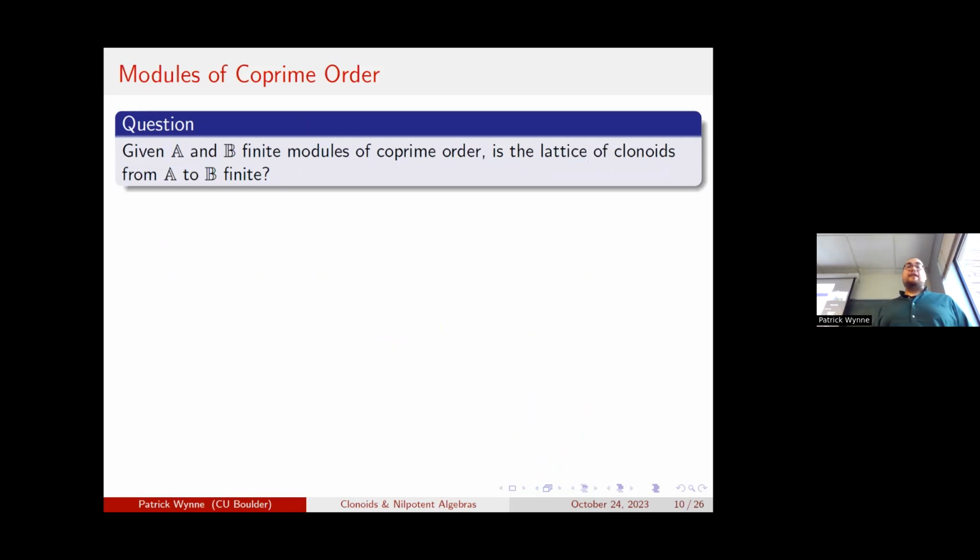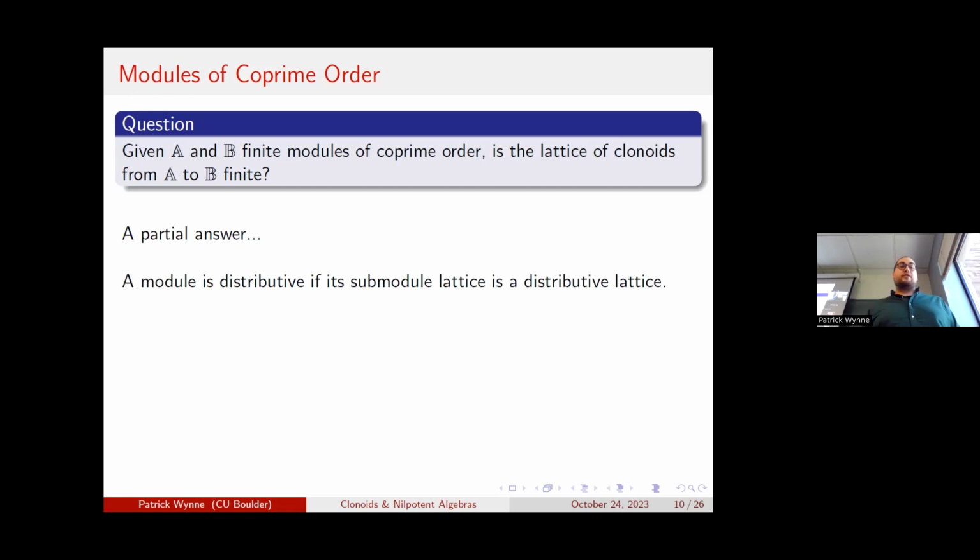Okay, so for A equals Z_p and B equals Z_q for different primes p and q, we get that there are just finitely many modules, or finitely many clonoids between them. And when the orders are not coprime, there are countably infinitely many clonoids between them. So the question is, if A and B are finite modules of coprime order, is the lattice of clonoids from A to B finite, or maybe it could still be countably infinite? I posed it as a question because I don't have the full answer yet, but luckily at least we have a partial answer.